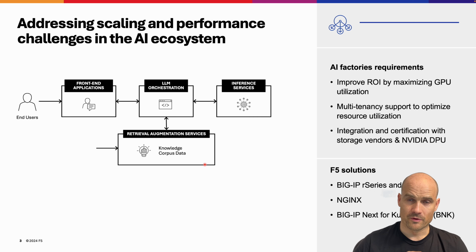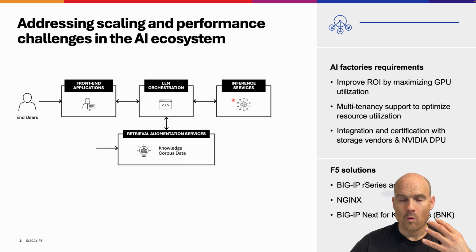So if you remember my previous video, we have the front-end application, the orchestrator in the middle, the inference service, and the RAG. Okay, so when the end user asks for a question, for a prompt, the orchestrator will send the prompt to the LLM model, and the orchestrator can ask the RAG for some more data, okay, to populate the inference service.